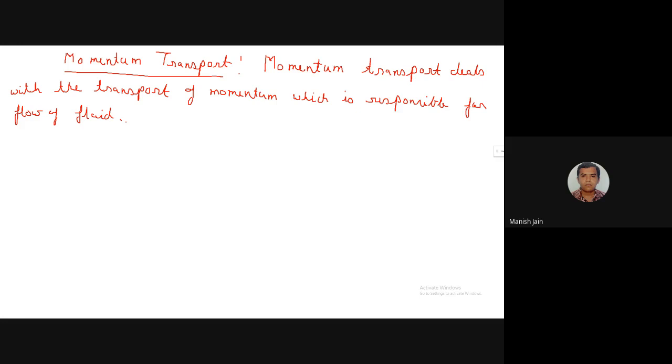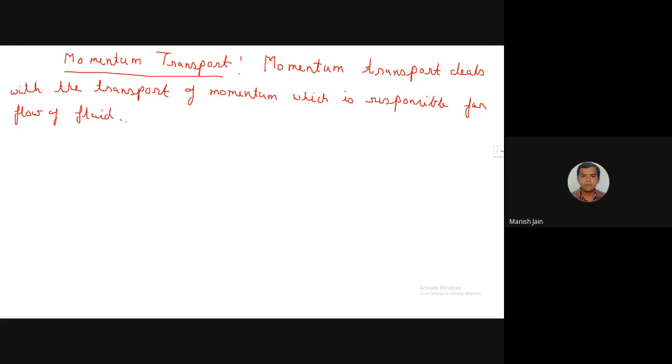So you can make an analogy of fluid mechanics with solid mechanics, applied mechanics. The principle of momentum transport is similar to Newton's laws of mechanics, Newton's three laws. What is Newton's first law and second law? Anyone? What is Newton's first law? Sir, energy is conserved. First law is energy. That's thermodynamics.